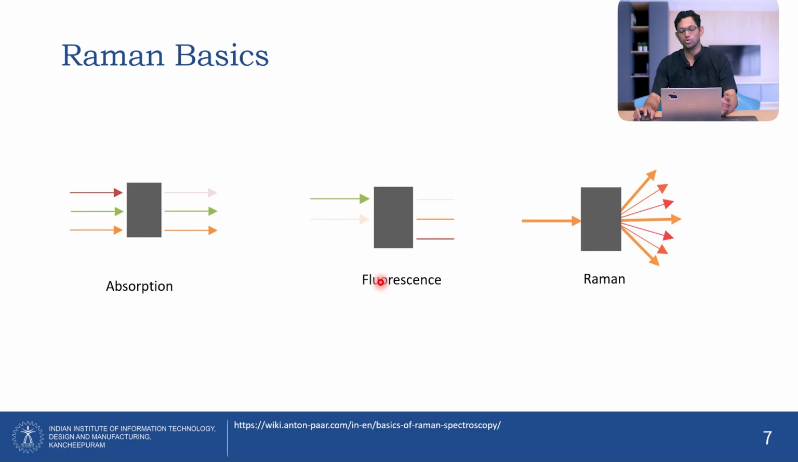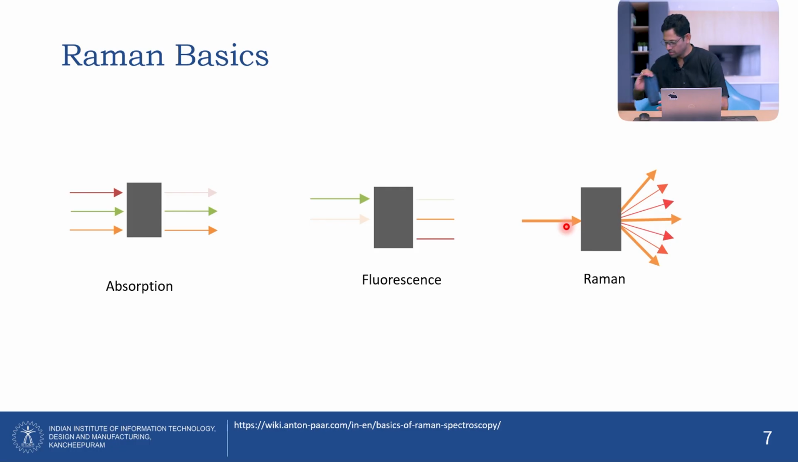So, this is an absorption of specific wavelengths. Then we talk about fluorescence, that is I shine the green light and what I get is something like a red light out of it. Okay, so that is the fluorescence phenomenon. And then we have Raman, that is we shine a red light and what I get is not just the red light, but also a lot of different components of the red light.